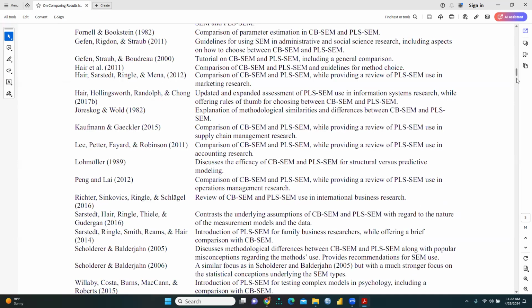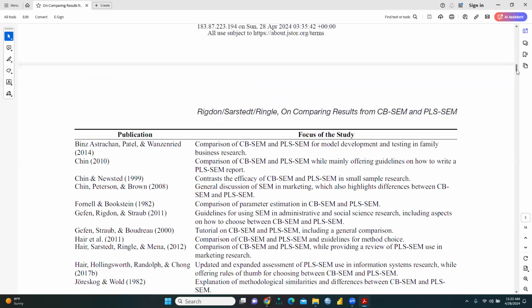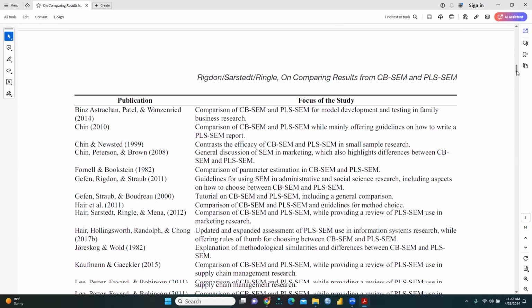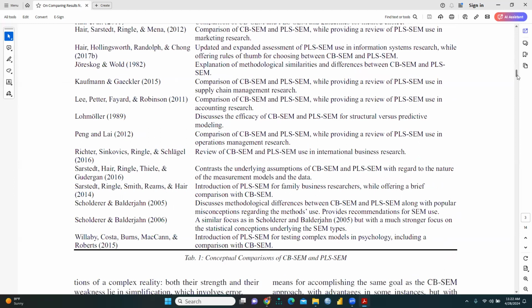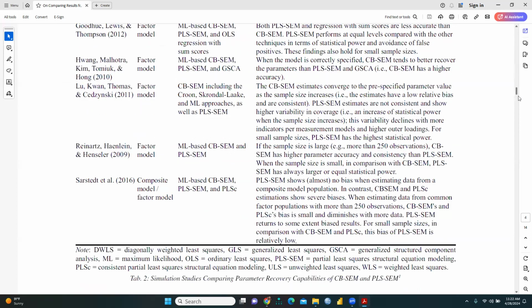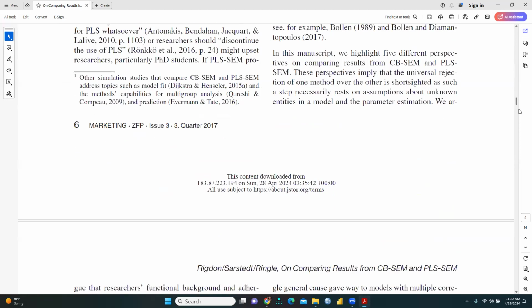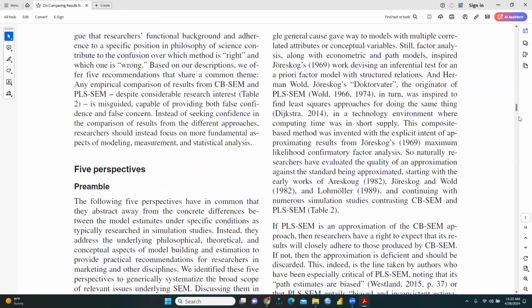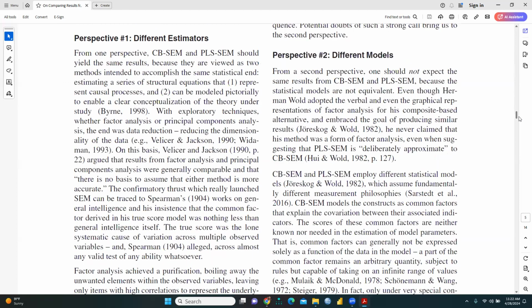Now you can see all these publications focus on CVSEM and PLS-SEM for model development, etc. There is a year-wise conceptual comparison of CVSEM and PLS-SEM. You can go through these papers also, as we move down. Now you can see the five perspectives. The first perspective is different estimators.